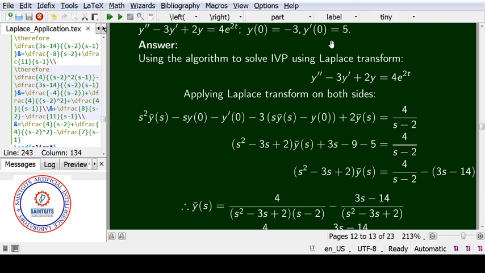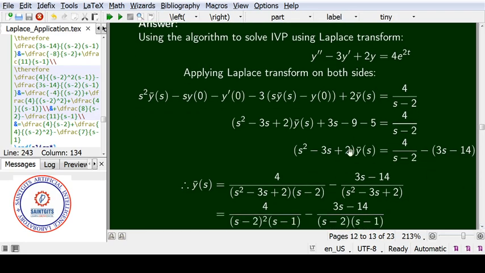Next is y dash of 0. Here we have y dash of 0, put this 5 here, so minus 5 is here. Then simplifying this expression, 3s minus 14. So finally s square minus 3s plus 2 into y bar of s plus 3s minus 14 equal to 4 by s minus 1. As in the previous case, we bring this entire term, 3s minus 14, to the right side. When we put that term on the right side, it is negative, so negative of 3s minus 14.